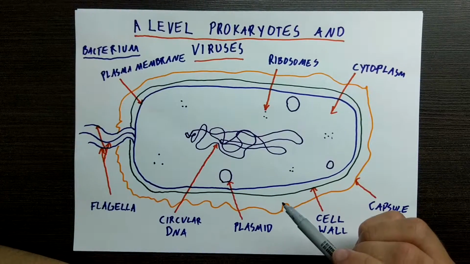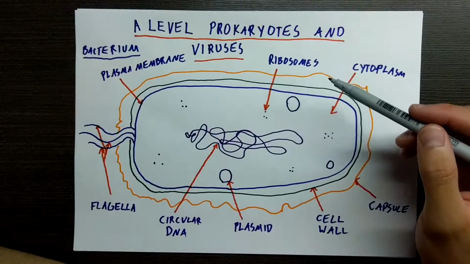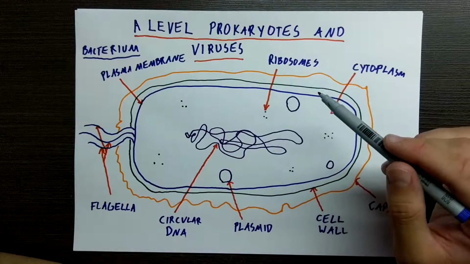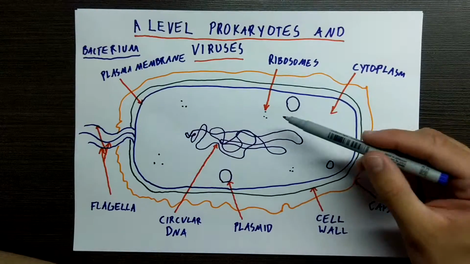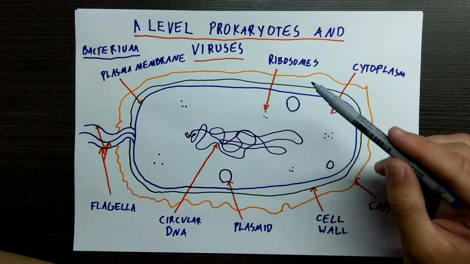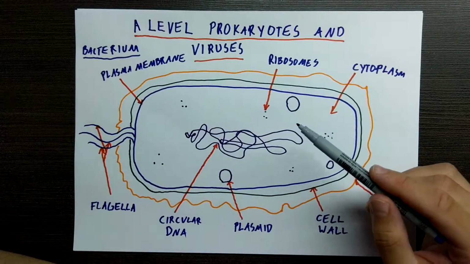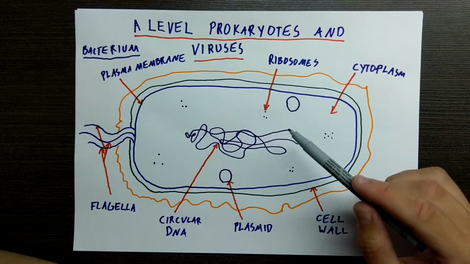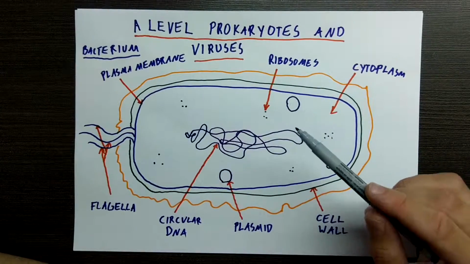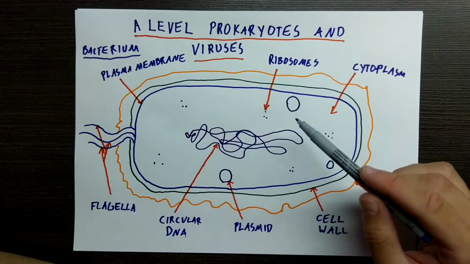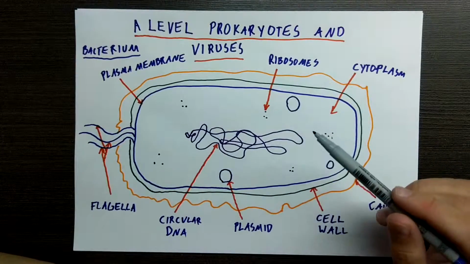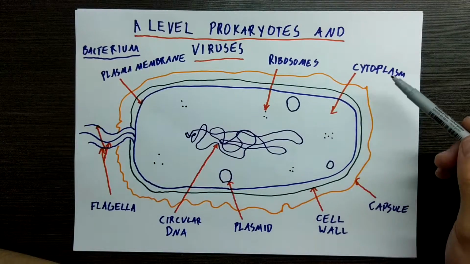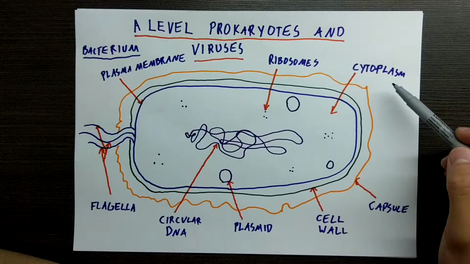Now, moving on, we have ribosomes. Again, the function of ribosomes in bacteria, just like in eukaryotic cells, is to make protein. However, the difference here is that bacterial ribosomes are much smaller than eukaryotic ribosomes. That being said, as I said, their function is the same. Okay. Next one up is cytoplasm.